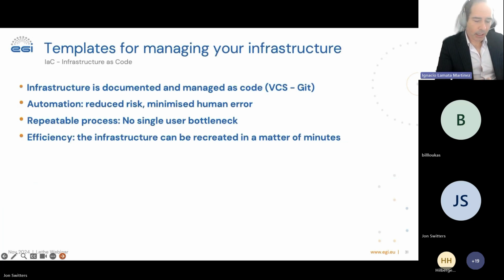So as I said, we are using templates for managing our infrastructure, and those are some of the benefits of using it. The infrastructure is documented and managed as code, so we can use a version control system to know when a change is done. We can recreate things. We can automate the process, so we reduce the risk and minimize the error coming from humans. So I can make a mistake, but by using the templates, I'm sure that it has been proved and tested against errors.